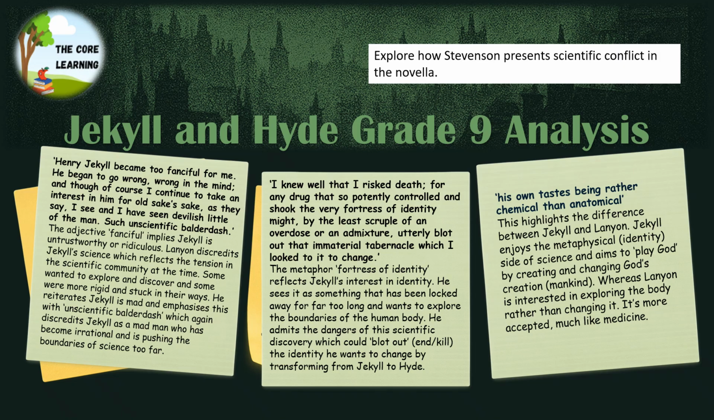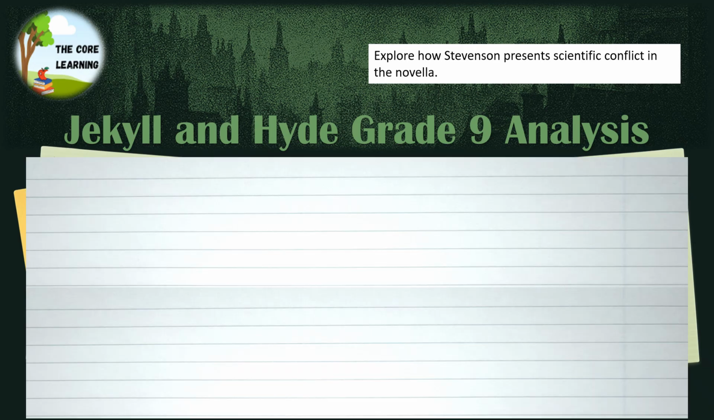Now, his own taste being rather chemical than anatomical is my last quotation, and we've already discussed this, and it highlights the difference between Jekyll and Lanyon. So Jekyll enjoys the metaphysical, so identity side of science, and aims to play God. And by that we mean changing God's creation. So God created mankind, and Jekyll is trying to change the face of mankind, to be able to separate out his personality and separate out the two people he feels like he is. Whereas Lanyon is interested in exploring the body rather than changing it. So much like medicine, for example.